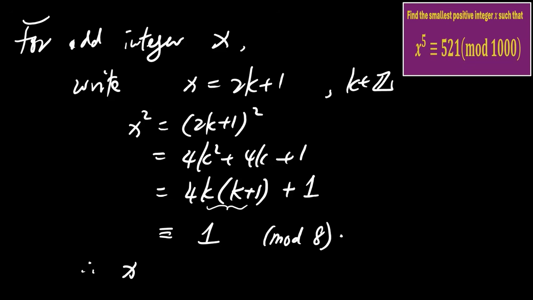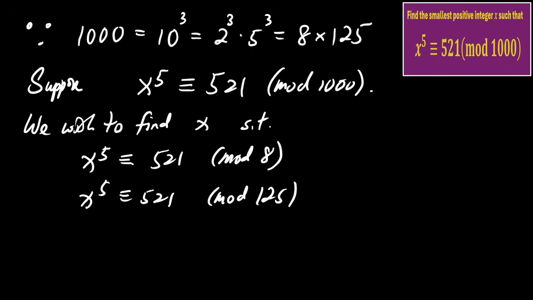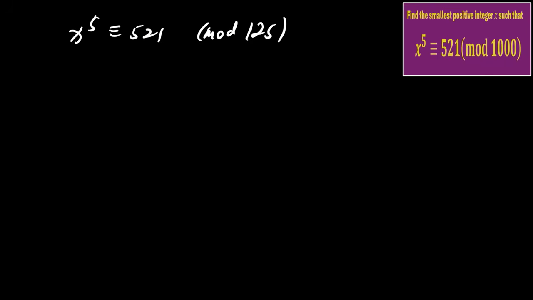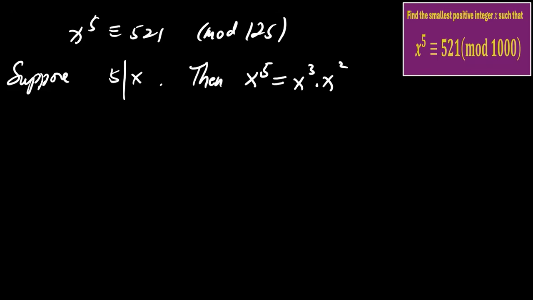And therefore, x is congruent to x to the power 5, congruent to 1, which is congruent to 521 mod 8. Meaning that any odd number x satisfies the first equation. For the second equation, suppose 5 divides x, then x to the power 5 is x cubed times x squared. That will be congruent to 0 mod 125.